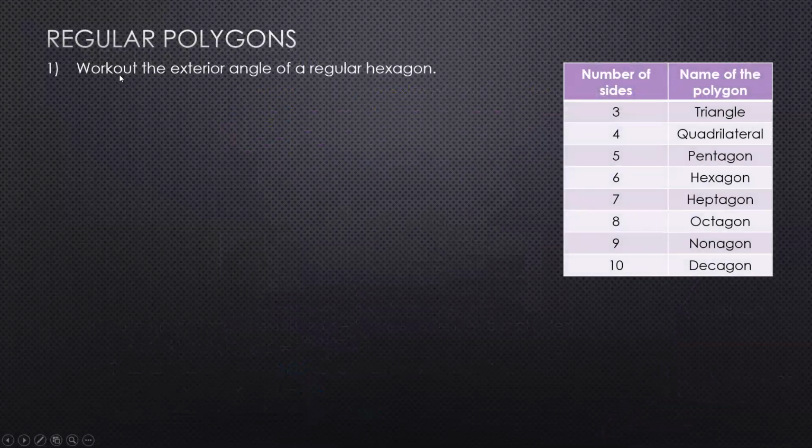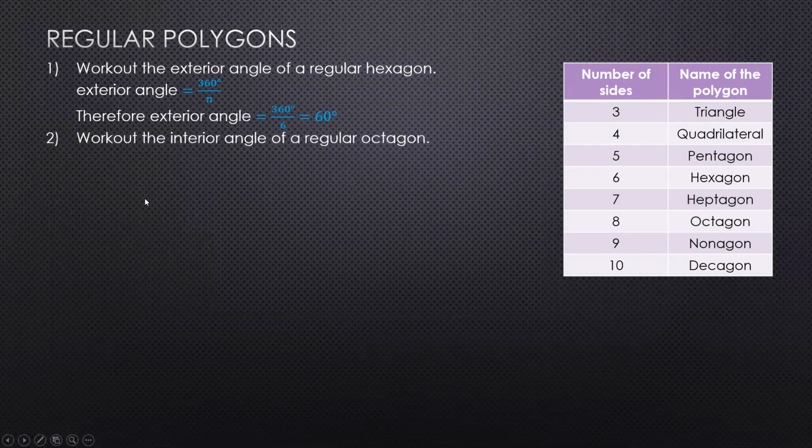All right. Now, question 1: work out the exterior angle of a regular hexagon. Regular means same size. Hexagon means we have 6 sides. So if you want to find the exterior angle, we need to use the formula 360 divided by how many sides you have. So that's why one of the exterior angles is 60. All right, because the total is 360. If we have 6 sides, then you divide it, and you get the answer as 60.